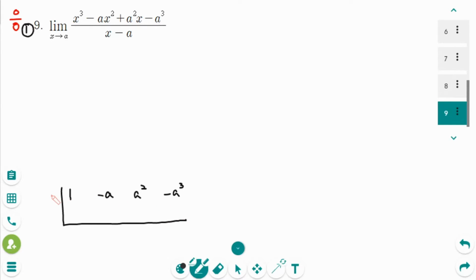And divide by a, which arises from x minus a. So 1 down, times and add, times and add, times and add. So this a means x minus a, and then this one is 0, 1, 2. So x squared plus a squared.